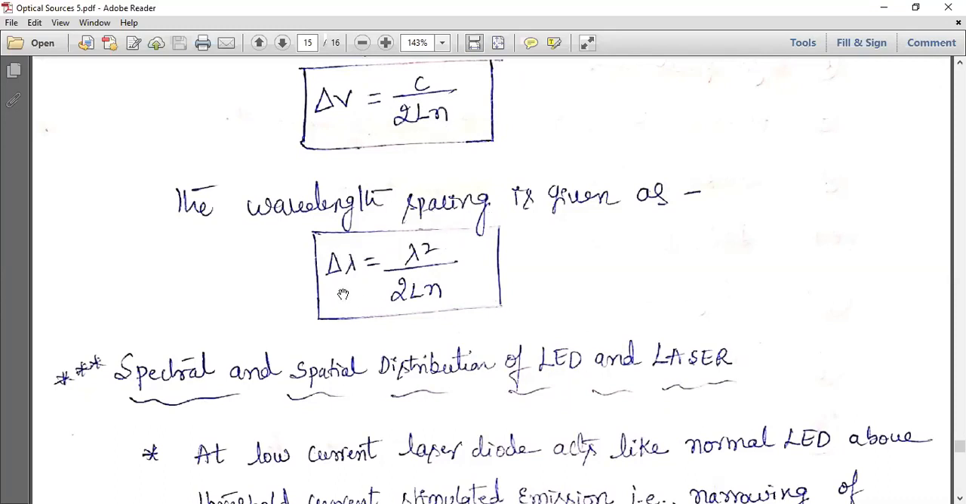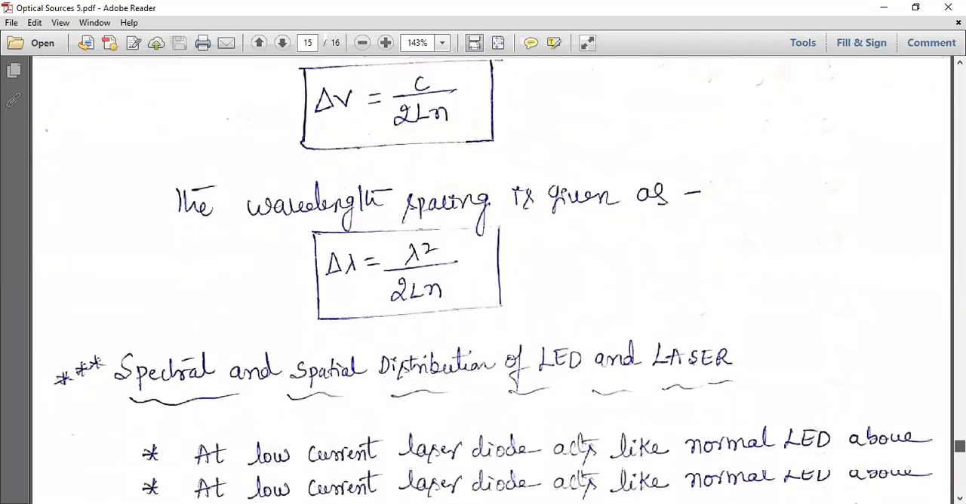And then what is the lambda? How much lambda is generated? Some of the light is generated at 0.6 micrometer, some at 0.61. So there will be a slight change in the LED wavelength. That wavelength is given by this expression. Not so important, but just remember the equations.